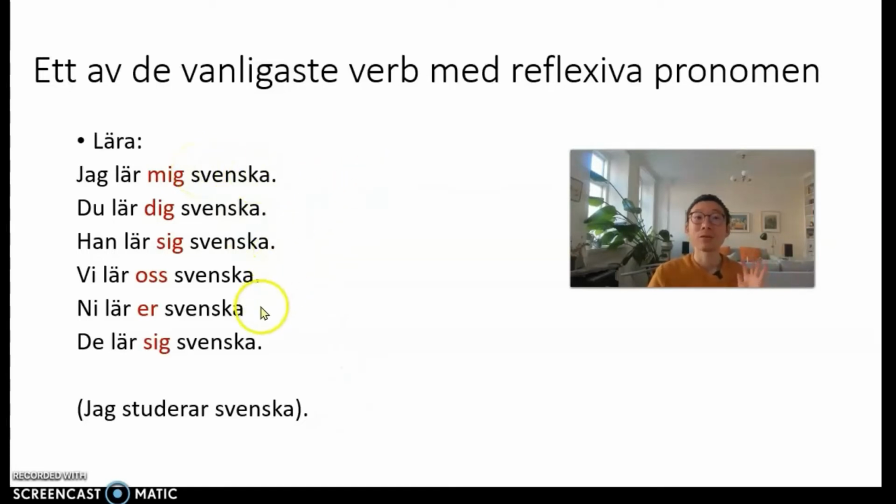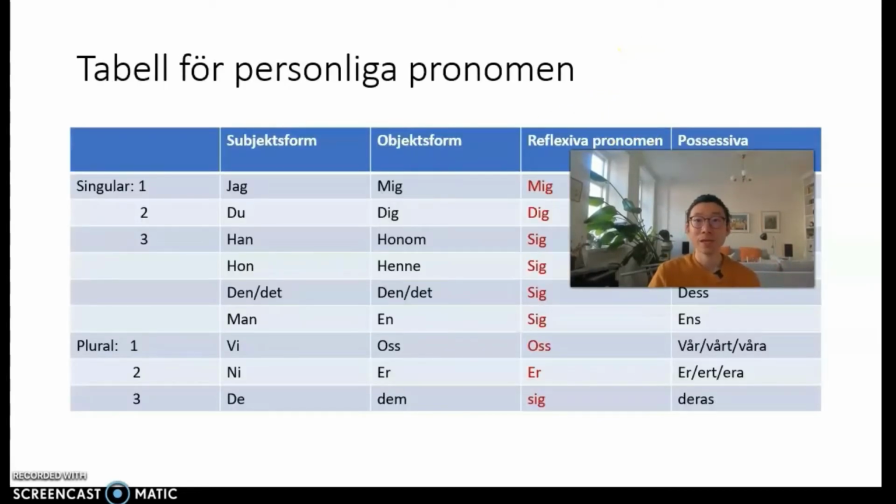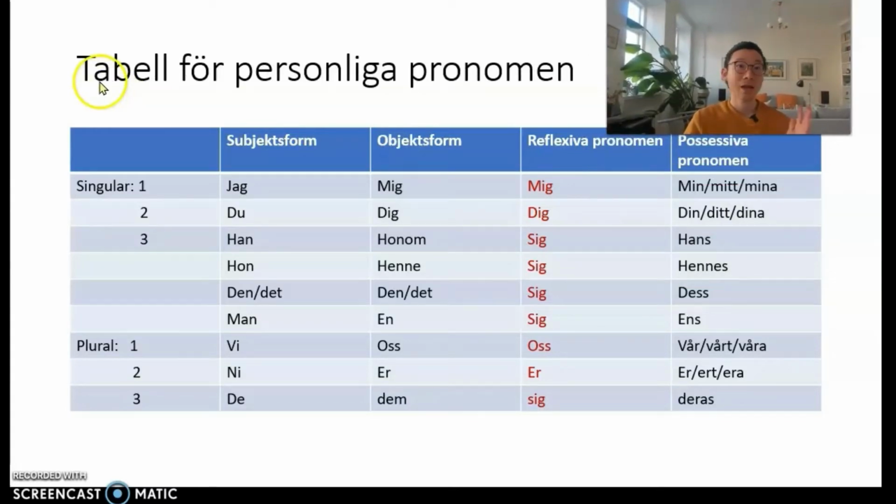Så, vi kan nu titta lite på en tabell på de olika typer av pronomen i svenska. Now let's look at a table of Swedish pronouns, and let's compare a little bit what's the difference between the possessive pronoun and reflexive pronoun, and also the object form of the personal pronouns in Swedish. Så vi kan titta på den här tabellen. Här har vi en tabell för personliga pronomen.